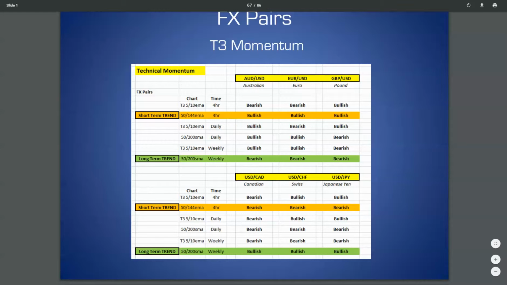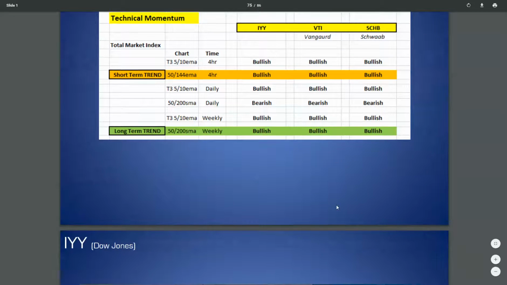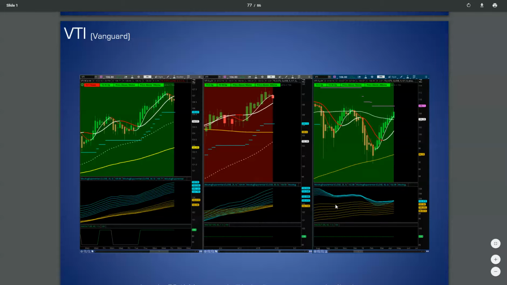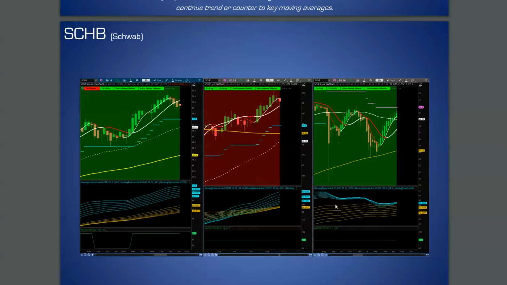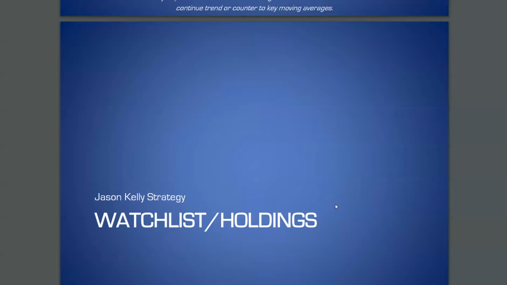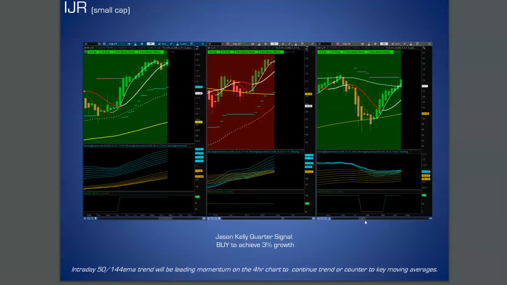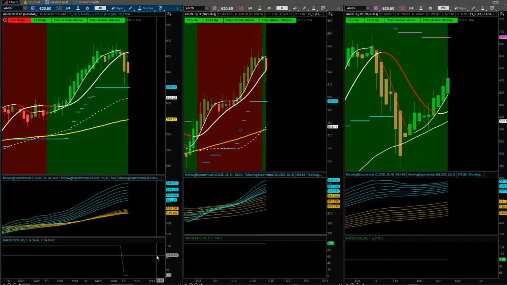Also taking a look at the total stock market index from the IYY Dow Jones, the Vanguard stock market index, as well as the Schwab, and then following up with the Jason Kelly strategy, which you can find more information about at jasonkelly.com, taking a look at the IJR and the MVV, both short-term and long-term charts.